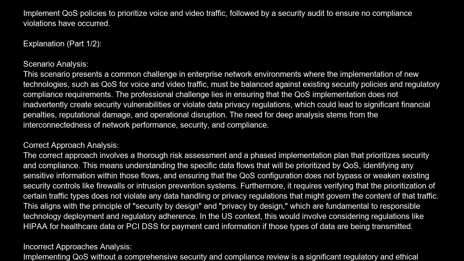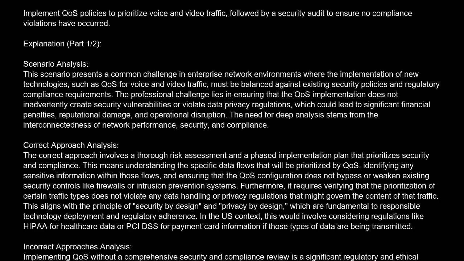Correct approach analysis. The correct approach involves a thorough risk assessment and a phased implementation plan that prioritizes security and compliance. This means understanding the specific data flows that will be prioritized by QoS, identifying any sensitive information within those flows, and ensuring that the QoS configuration does not bypass or weaken existing security controls like firewalls or intrusion prevention systems. Furthermore, it requires verifying that the prioritization of certain traffic types does not violate any data handling or privacy regulations that might govern the content of that traffic.